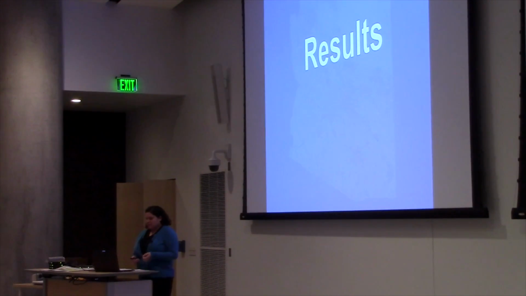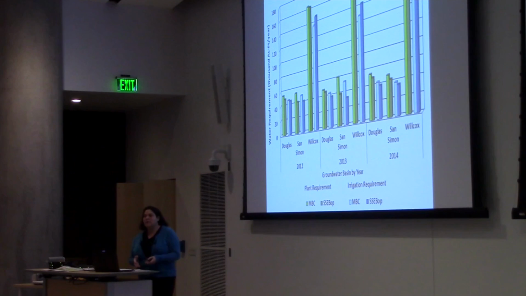So what were the results? In a basin-wide comparison for the 3 years, 2012, 2013, and 2014, the model showed relatively good agreement. The percent change was between 1 to 20%, given the various areas and the various years. One of the outliers that you can see, the San Simon area.